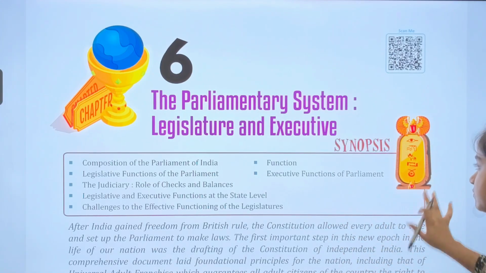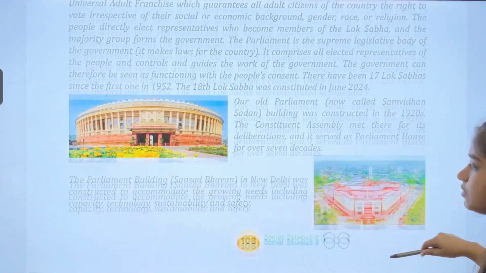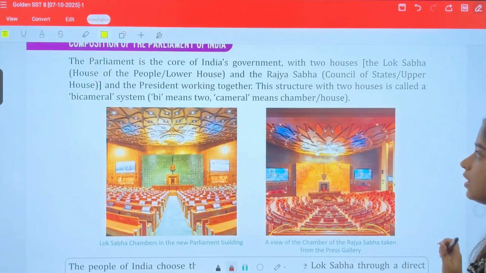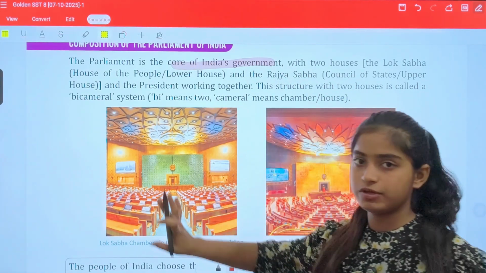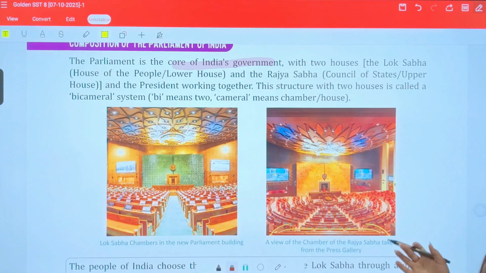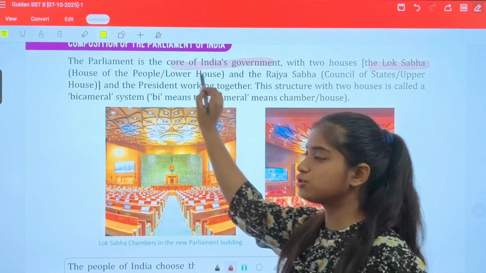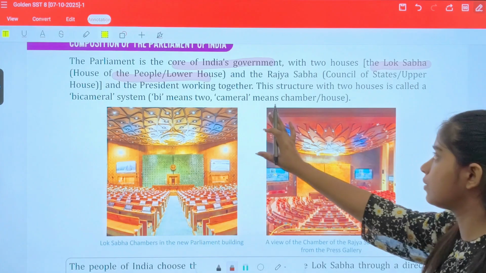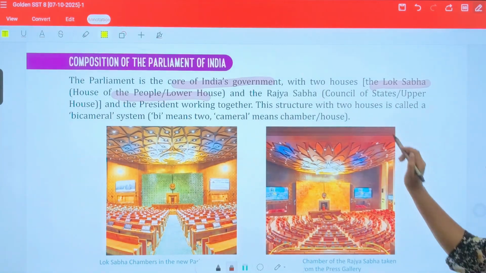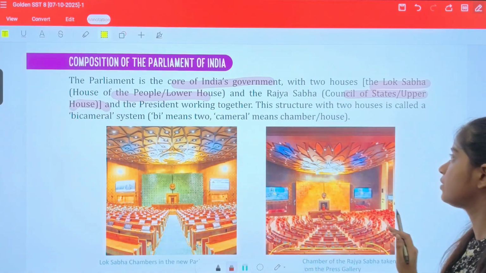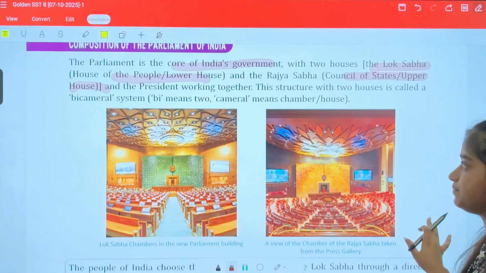You can see this, and we are now moving on to the first topic of this chapter, that is composition of the parliament in India. Okay, now the parliament is the core of India's government. We have seen this because they are the ones who will decide all the major rules and regulations of our country, with two houses, the Lok Sabha, which is the lower house, the house of people, and the Rajya Sabha, which is the council of states, or the upper house. And the president working together in this.